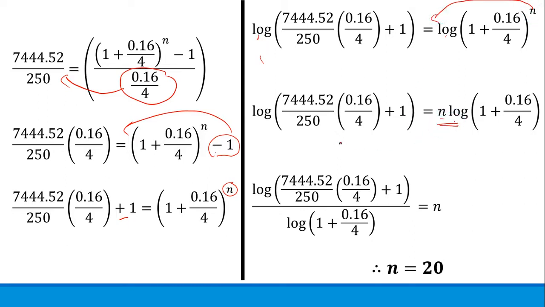When you have n log, you want to find the n, you just move this one to the left side, it becomes log of this one overall divided by log of this one, equal to n. And when you calculate, you get n equal to 20.